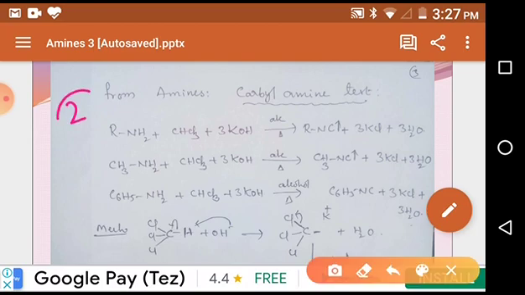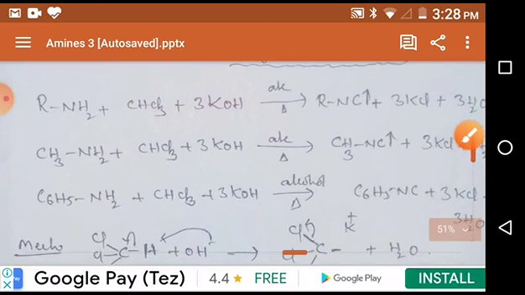Coming to the second method. The first method is from alkyl halides, where alkyl halides react with silver cyanide to give the corresponding isocyanides. The second is also known as the carbylamine reaction. This is a well-known organic named reaction. That's why it is very important. It has appeared in examinations many times. So what is the reaction? We'll discuss it with the mechanism.